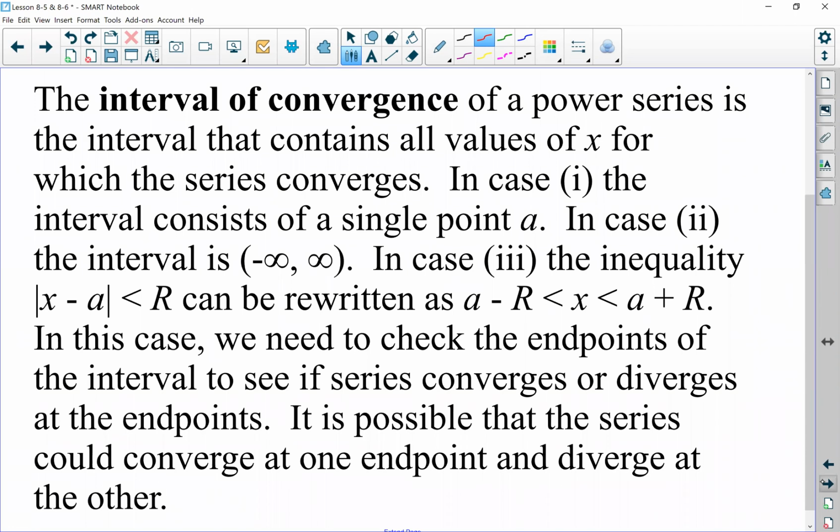All right. In case 3, we need to check the endpoints of the interval because they would make the ratio test equal to 1. And if you remember, when it's equal to 1, we're not sure if it's convergent or divergent. So we check the endpoints, and it's possible that it could converge at both endpoints, diverge at both endpoints, or converge at one and diverge at the other.